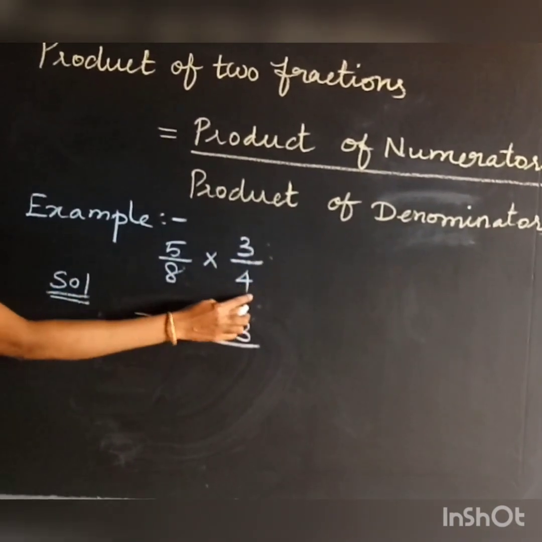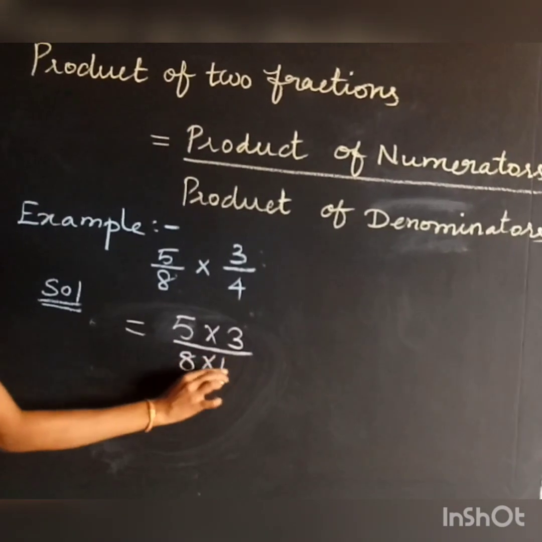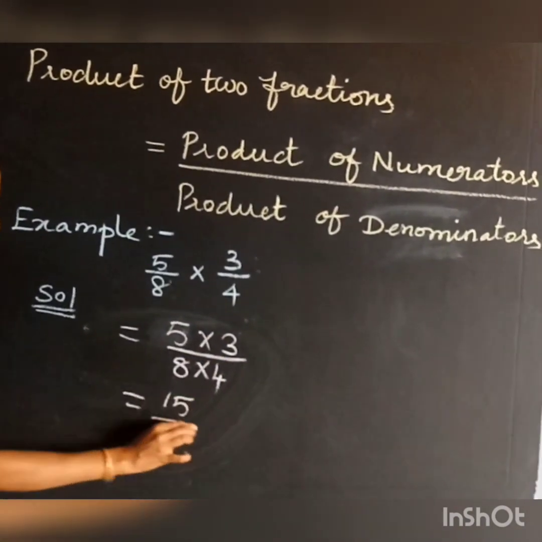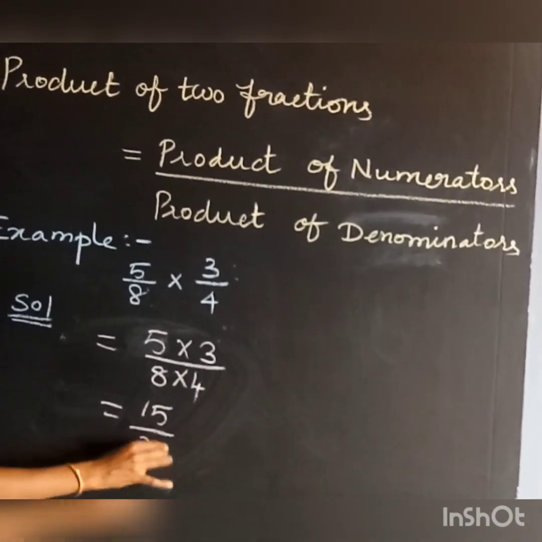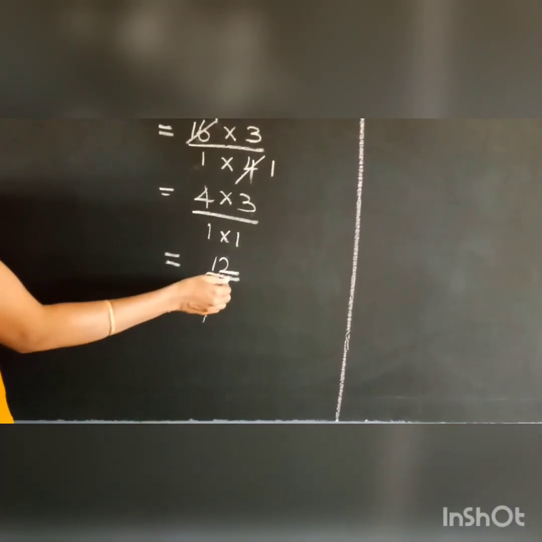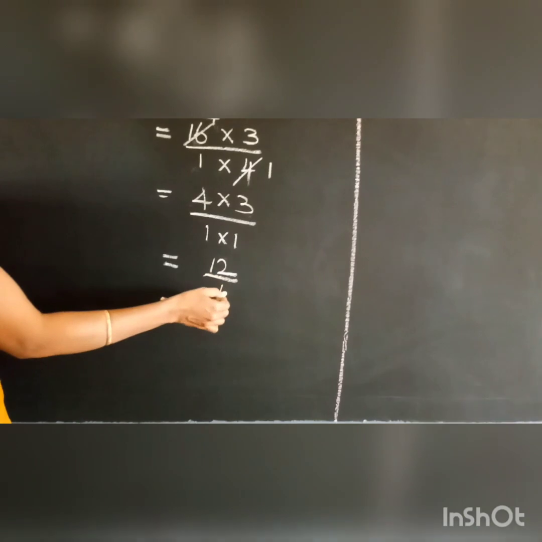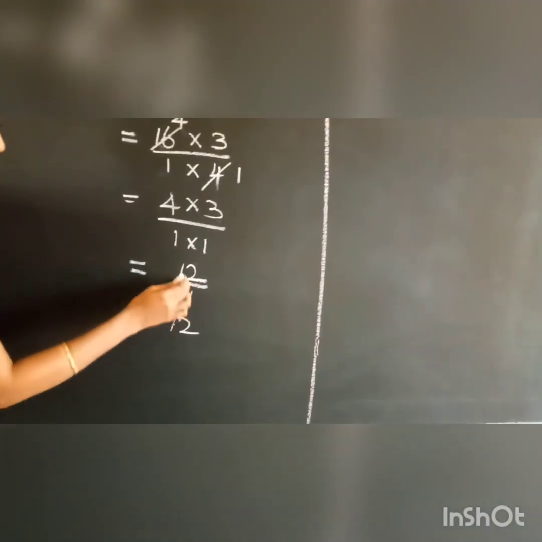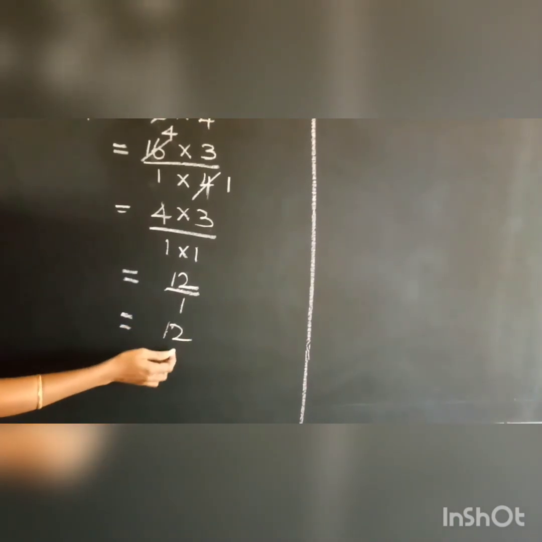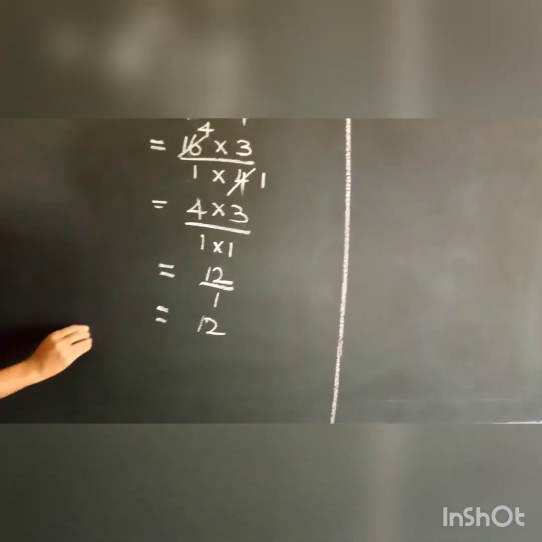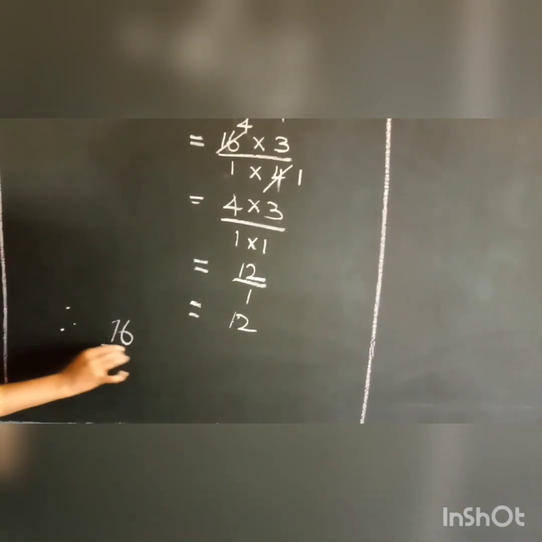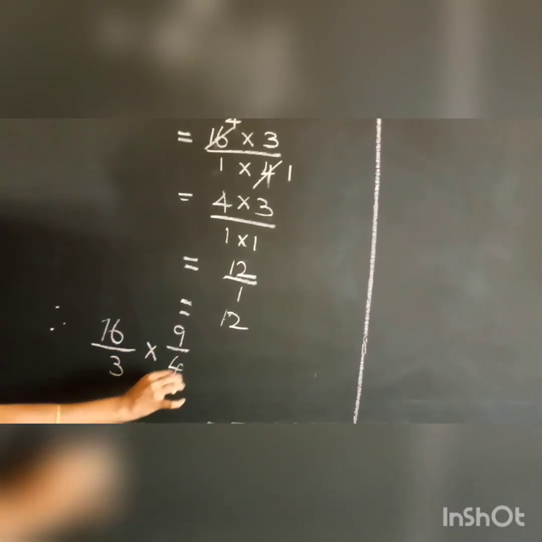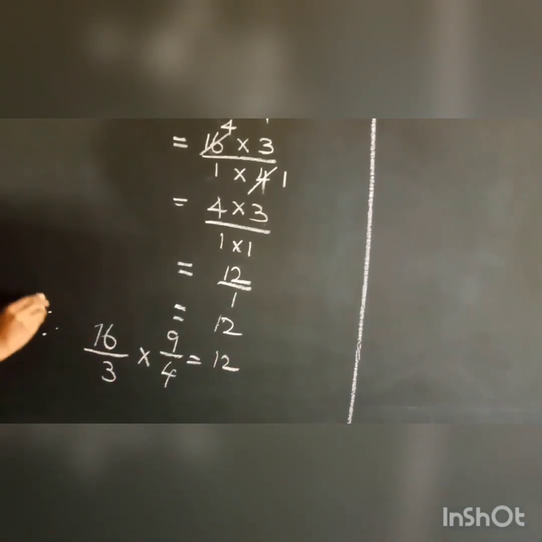divided by product of denominators, this fraction denominator is 8, this fraction denominator is 4, that is 8 into 4, which is equal to 5 3s are 15 and 8 4s are 32. So 12 divided by 1, any number divided by 1 gives the same number. Now you get the answer as 12. Because 12 divided by 1 is 12. Therefore 16 divided by 3 into 9 divided by 4 is equal to 12. This is the answer.